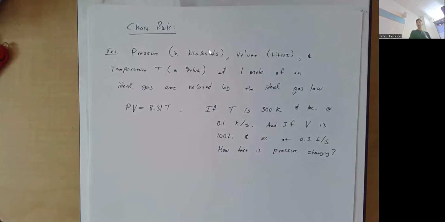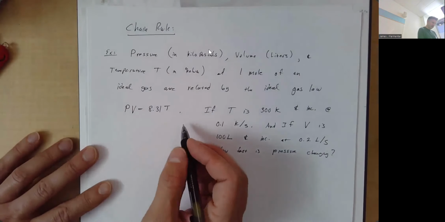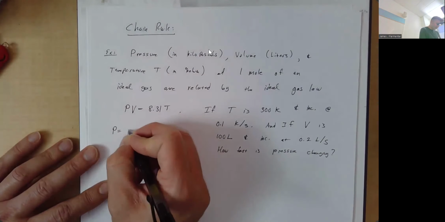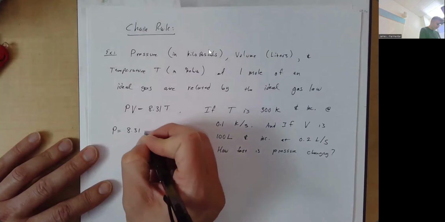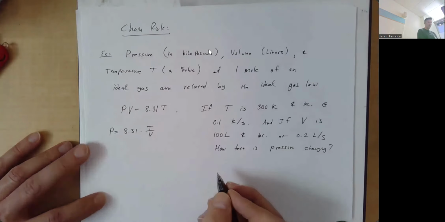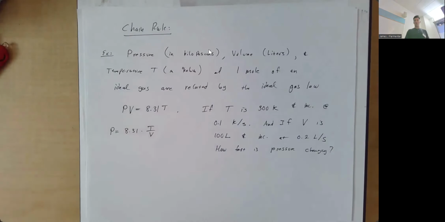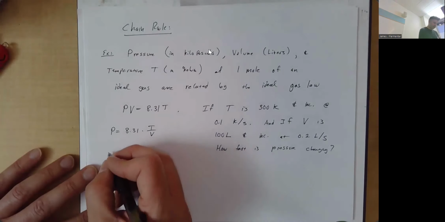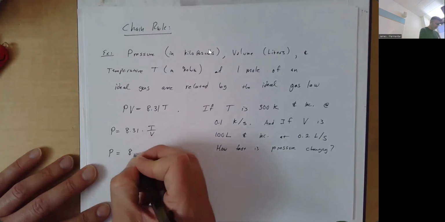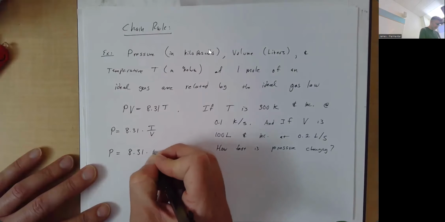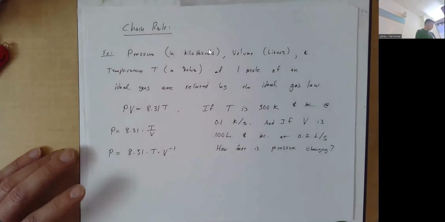So let's start off by writing pressure as a function of volume and temperature. We should divide both sides by V and get the pressure is equal to 8.31 times T divided by V. Or I would probably write it, since I know I'm going to have to take some derivatives, it's probably going to be more useful to write it as pressure equal to 8.31 times T times V to the minus 1.